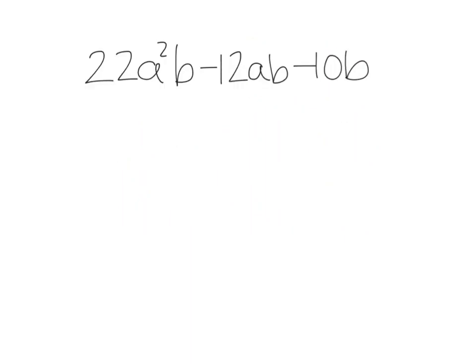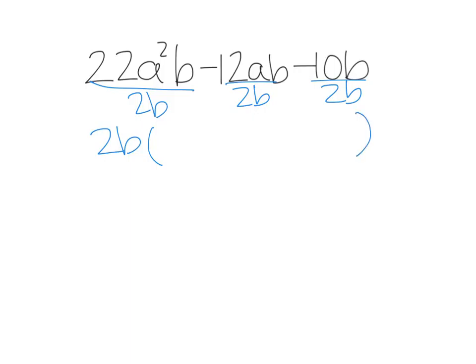On the next one, what do I need to do first? GCF. Divide by 2b. So I can divide everything by 2b. Does that 2b disappear? No, because I have to remember that it's the opposite of multiplication, and if I were to multiply it back out, I want it to end up the exact same thing that I started with, so I don't want the 2b to disappear. What would that leave me with? 12a squared. Oh, no. 11a squared minus 6a minus 5.